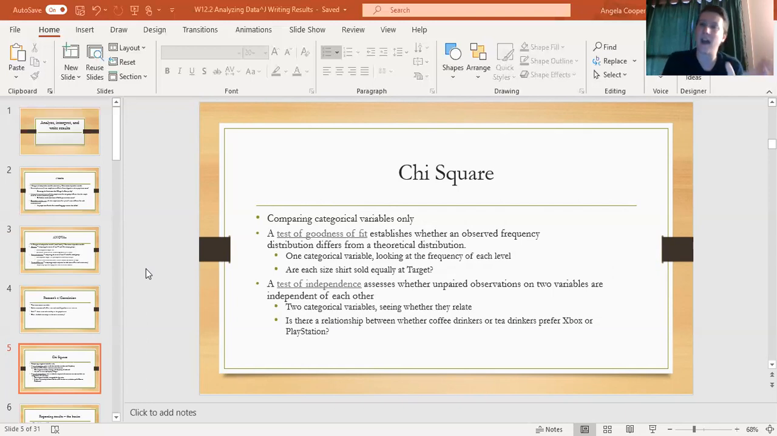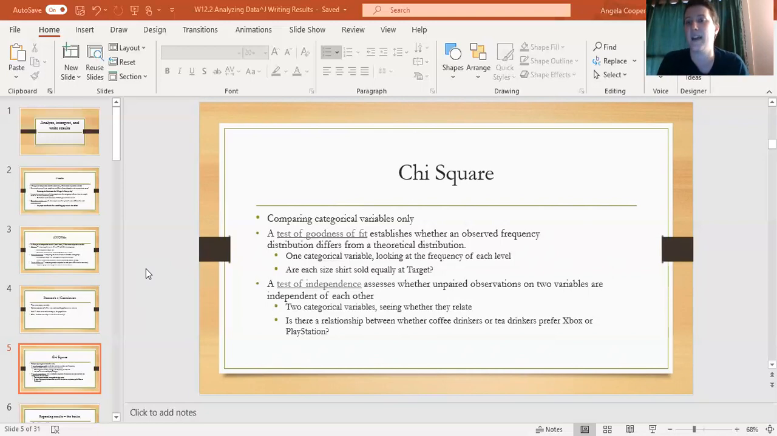But with that goodness of fit, with that chi-square, it's likely that no, shirt sizes will not all be equally distributed across the board. Maybe you'll have more mediums and larges being sold out. Maybe you won't have as many extra smalls or extra larges being sold.